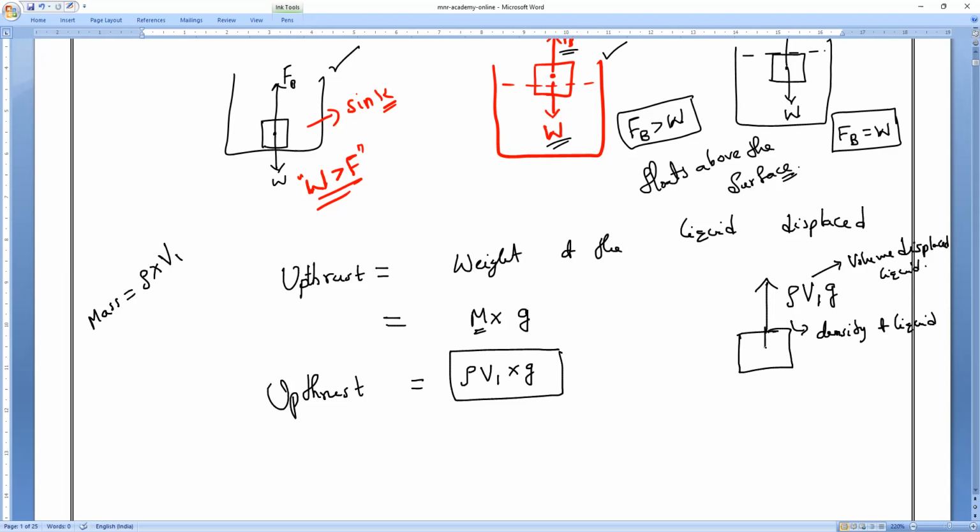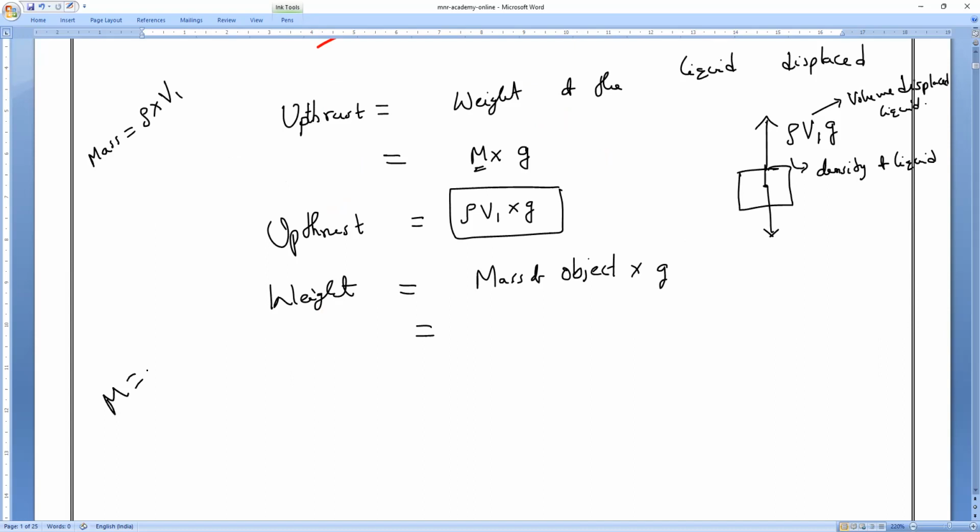Next, there is another force which is acting in the downward direction. That is weight. Weight is equal to what? Mass times acceleration, mass of object into g. Mass of object is equal to density of object into volume of object. So sigma means density of object, and V is the volume of object.